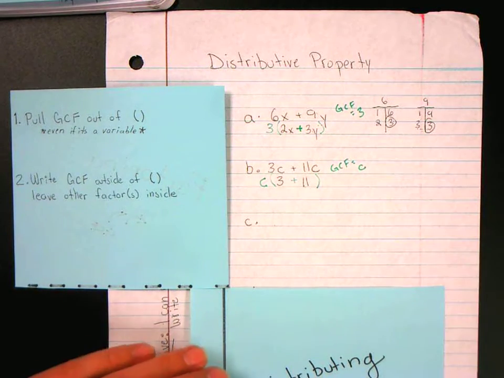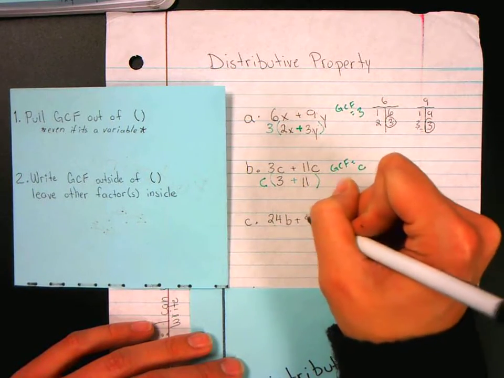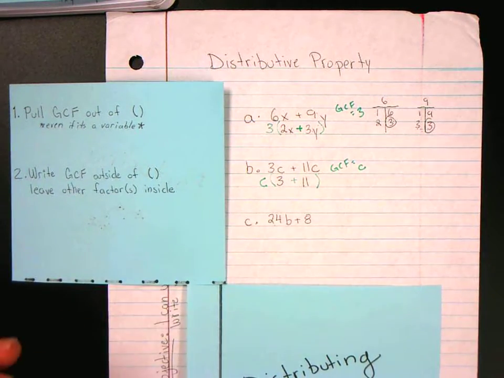All right, our last one that you're going to do is 24b plus 8. If you want to pause the video at this point, pause the video, try it on your own, then hit play, and I'll see you in a minute. All right, I assume you've hit pause, you've done it, and now you're hitting play, so you're going to watch it.